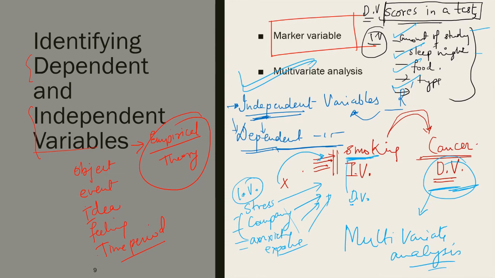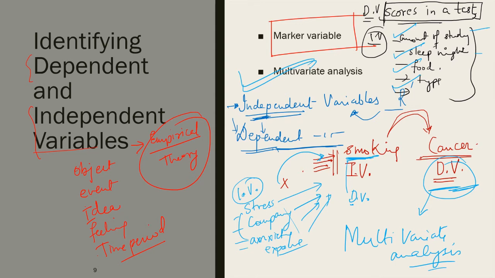Dependent variable depends on other factors. So dependent variables are what the researcher wants to explain. For example, smoking and cancer. Smoking is the independent variable and cancer is the dependent variable because smoking causes cancer. All right. Cancer depends on smoking.